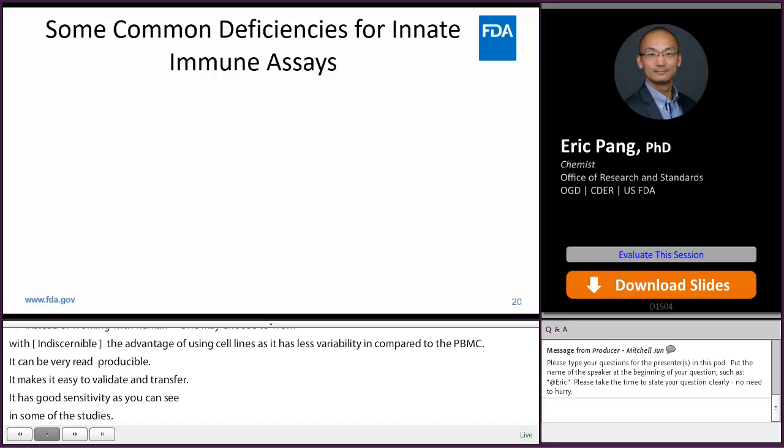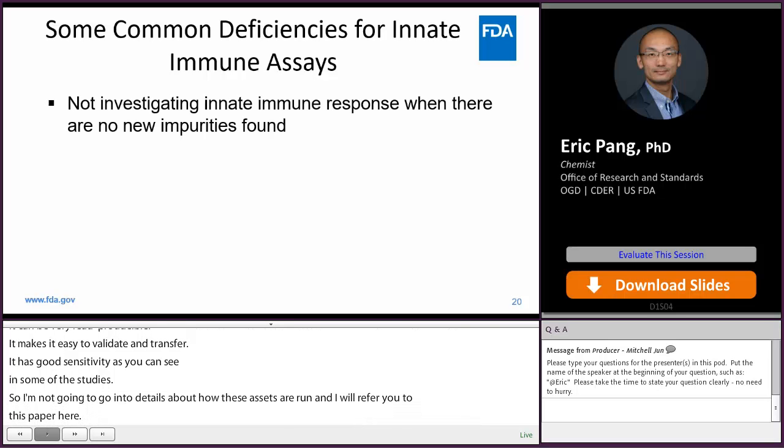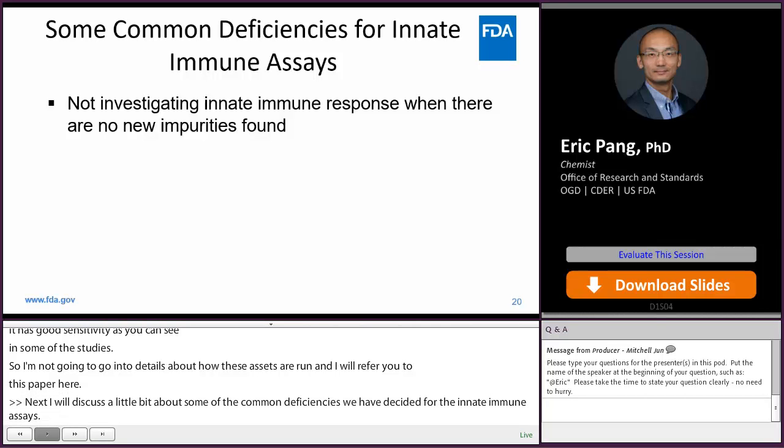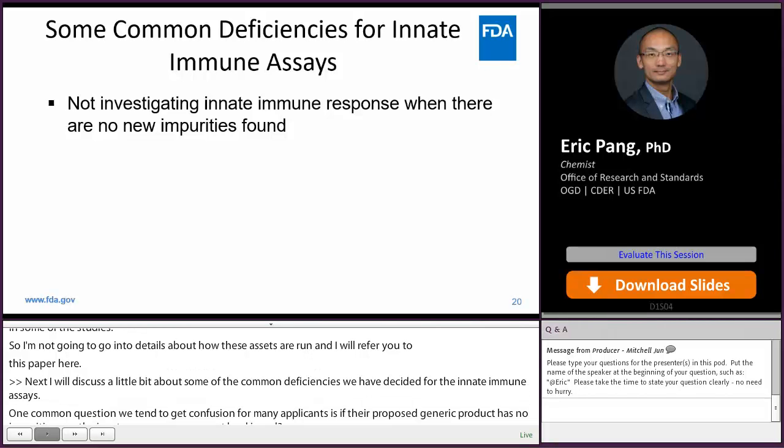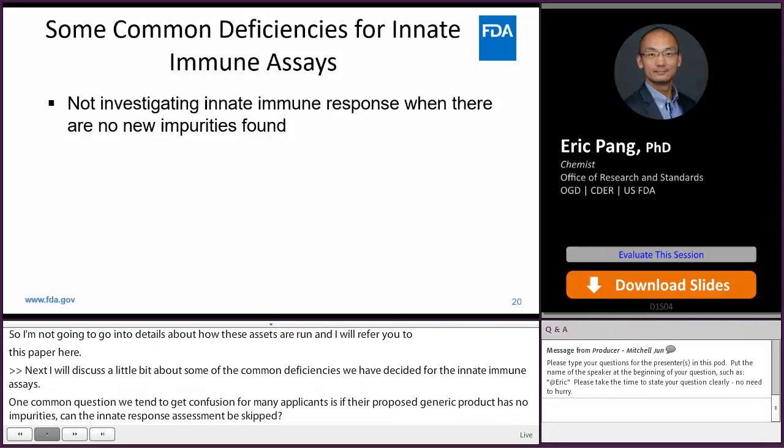Next, I'll discuss some of the common deficiencies we have cited about the innate immune response assays. One common question we get, and confusion from many applicants, is: if their proposed generic product has no impurities, can the innate immune response assessment be skipped? And the answer is no, you still have to do the innate immune response. As discussed previously, the purpose is to assess the drug product as a whole, free of contaminants and other process-related impurities.